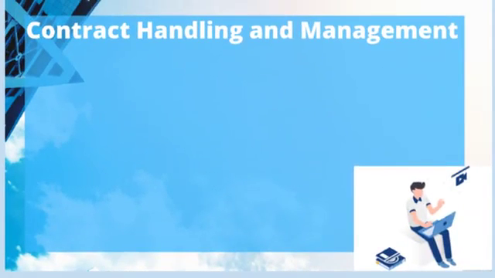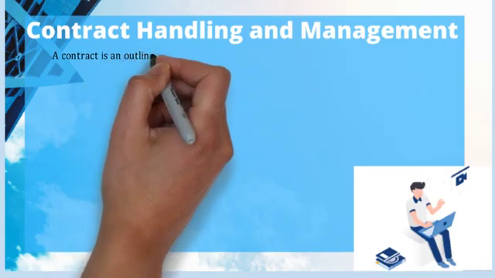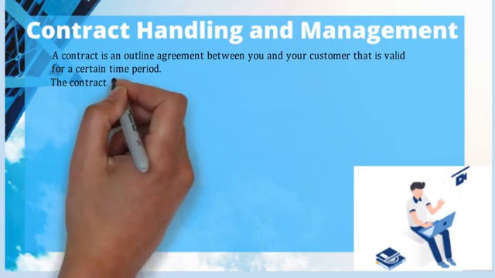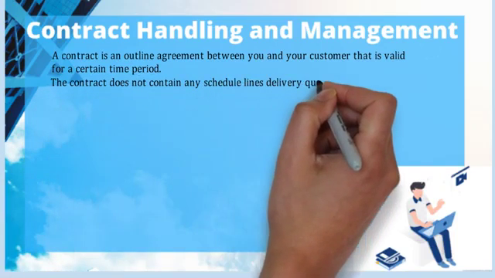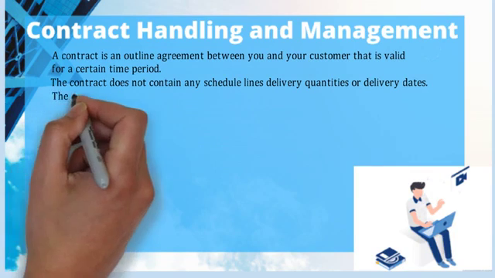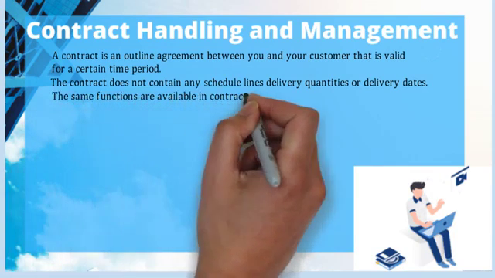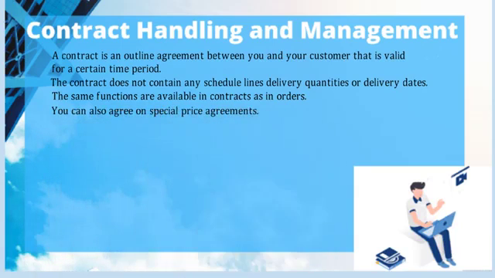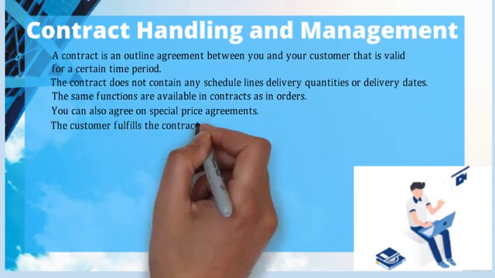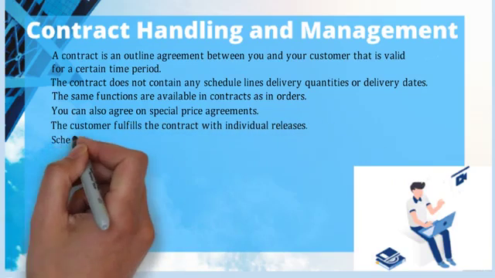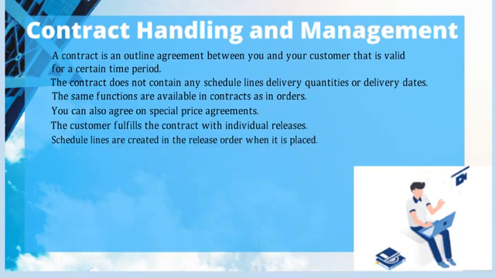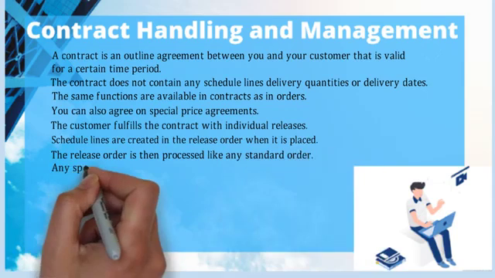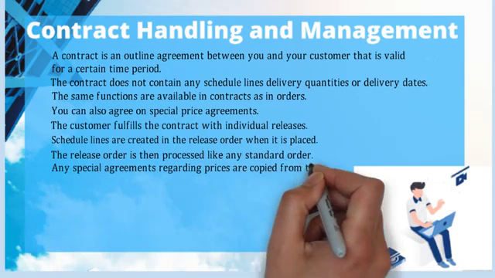Contract handling and management. A contract is an outline agreement between you and your customer that is valid for a certain time period. The contract does not contain any schedule lines, delivery quantities or delivery dates. The same functions are available in contracts as in orders. You can also agree on special price agreements. The customer fulfills the contract with individual releases. Schedule lines are created in the release order when it is placed. The release order is then processed like any standard order. Any special agreements regarding prices are copied from the contract.